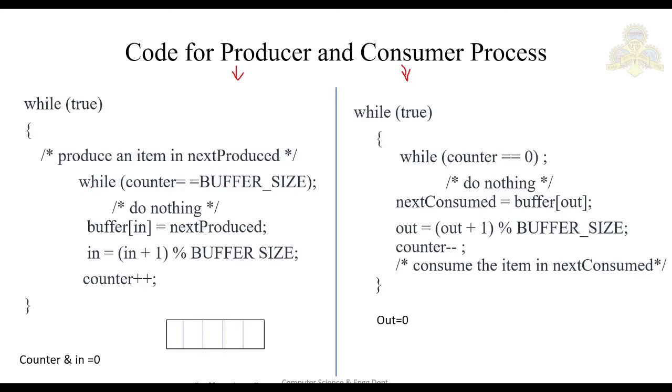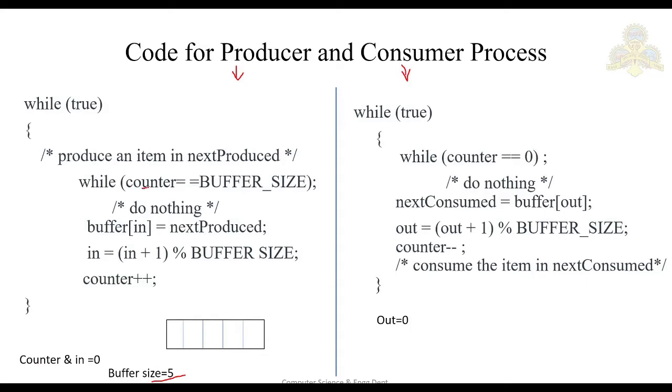Now next we have a condition called while counter is equal to buffer size. First we'll check the counter value. Let me take the proper example and we'll traverse this code. Let's assume that the buffer size is 5 and by default your counter and variable in would be 0.